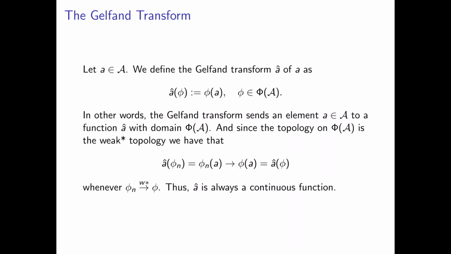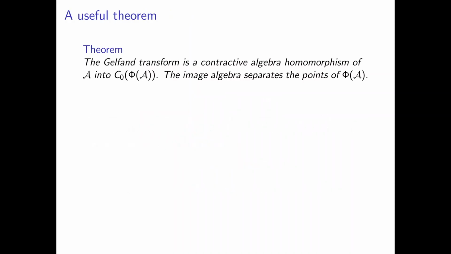And this is actually not the entire story. There are some more things to note about the Gelfand transform. And one of the most useful facts is the following theorem: that the Gelfand transform is a contractive algebra homomorphism of A into the set of continuous functions vanishing at infinity of this character space of A. Now, the image algebra separates the points of the character space. And this might seem like a technical point, but it is one small little key detail that we will need in a proof later. So I just wanted to bring it up here as well.